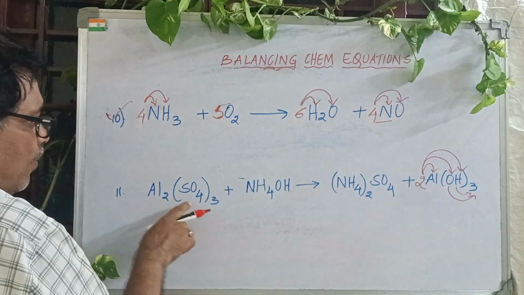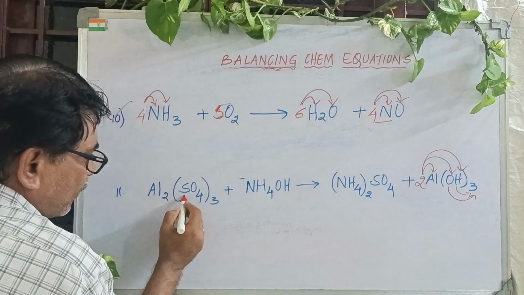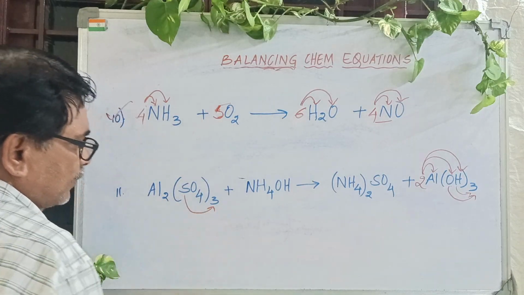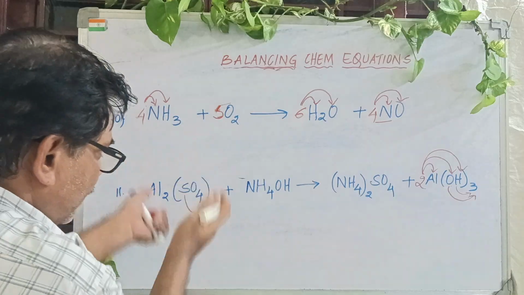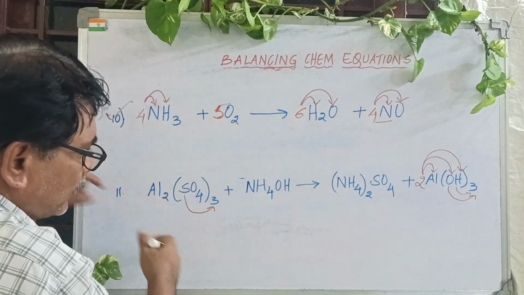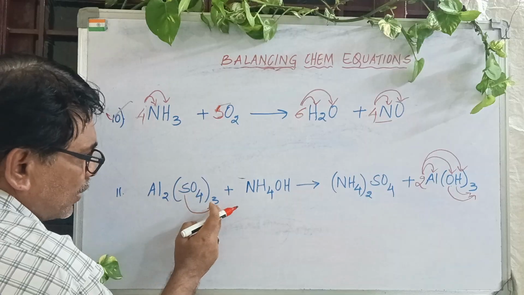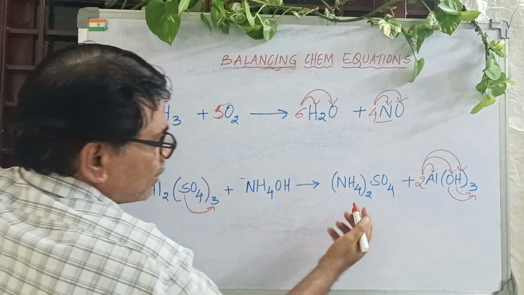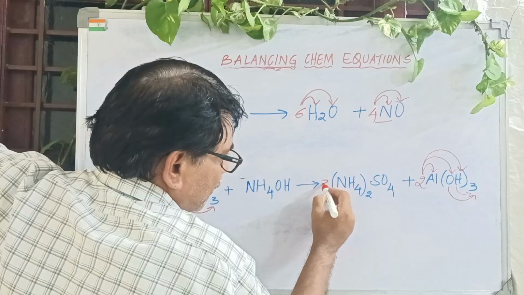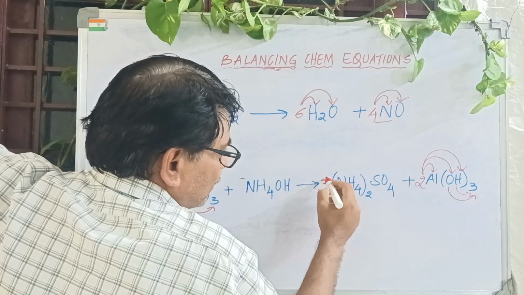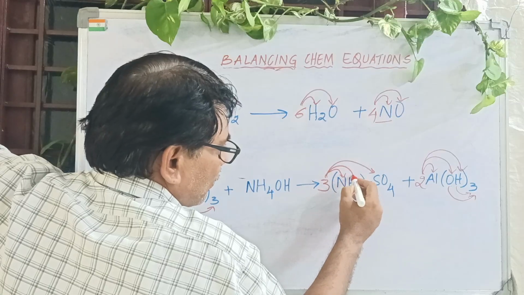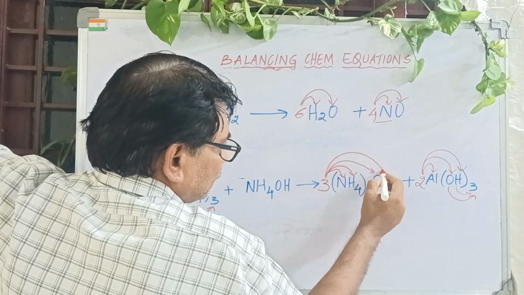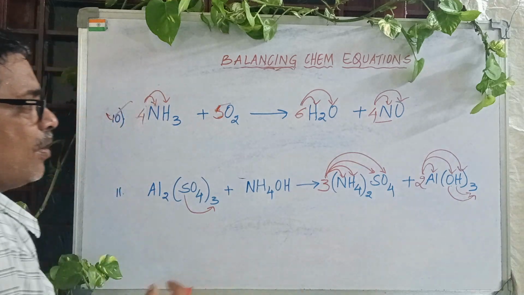Now you tell me sulfur. Sulfur, see, sulfur taken thrice, because Al2(SO4)3 is taken thrice. SO4 on the whole is taken thrice. So S is 3. Where is S? Here. So you have to write here 3. This 3 is for the sake of sulfur, but applicable for all.